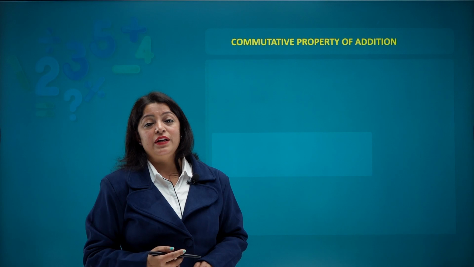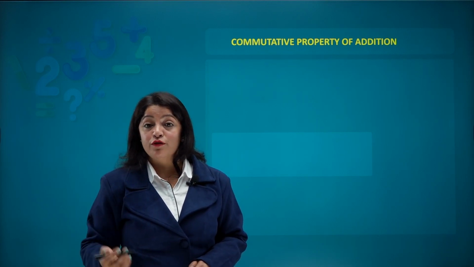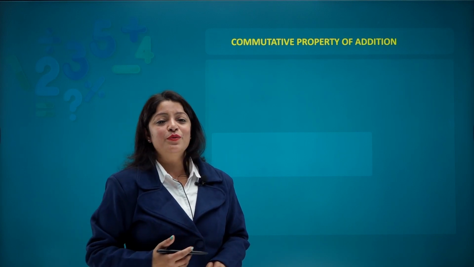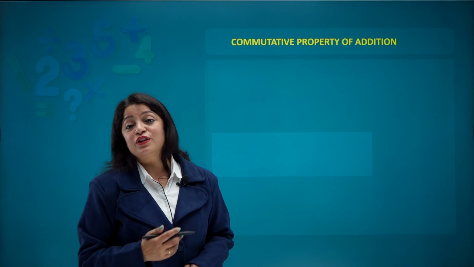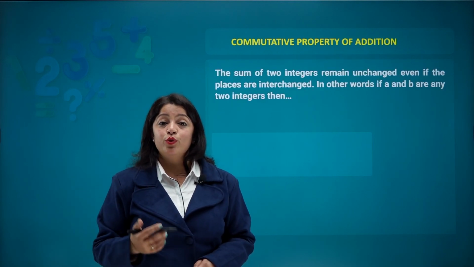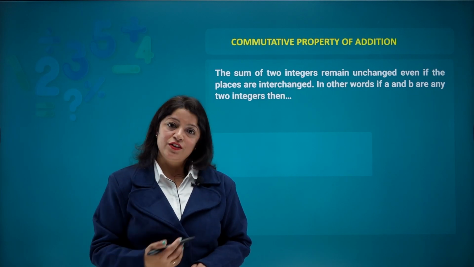Now the next property that we do is the commutative property. And again we have the commutative property of addition and the commutative property of subtraction. Let us check it. Does it hold for multiplication and division also? We'll go into it in detail. So here, the commutative property of addition, what does it say? It says that the sum of two integers remains unchanged even if the places are interchanged.